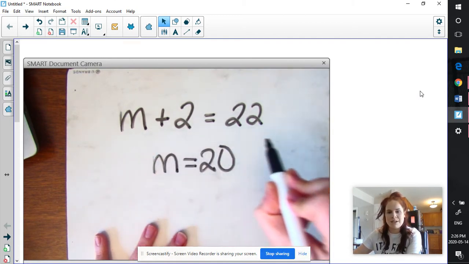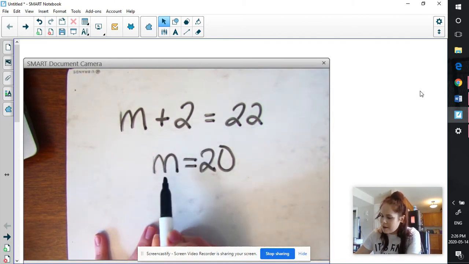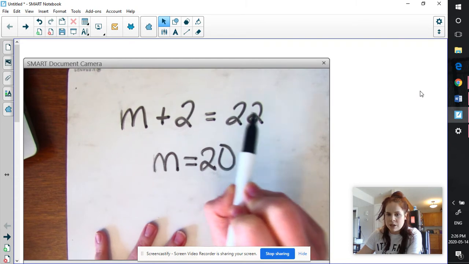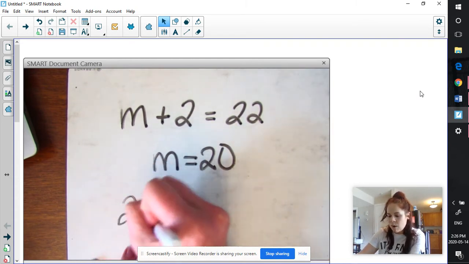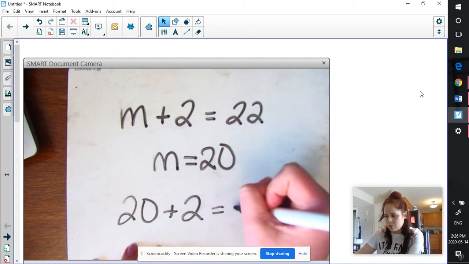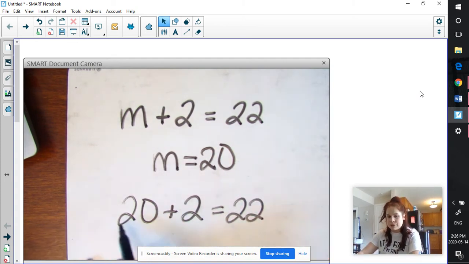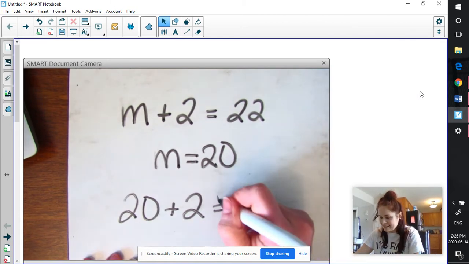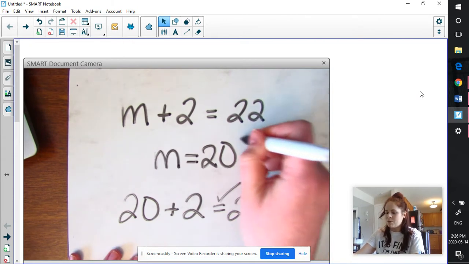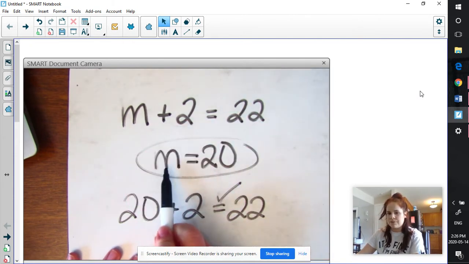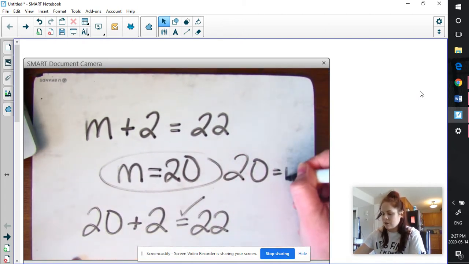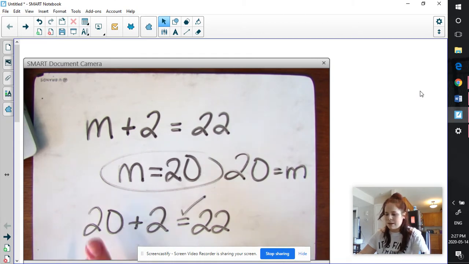I'm going to take my original equation and substitute my value for m in the place of m. So instead of writing m plus 2 equals 22, I'm going to write 20 plus 2 equals 22. Then you just check to make sure it's correct. Is 20 plus 2 equal to 22? Yes, it is. Check. So that's your answer. When we're writing our answers, we usually put the variable first and then the number, but you could also write it like this, 20 equals m. That's the neat thing about equal signs: you can flip what's on each side and it doesn't change anything.